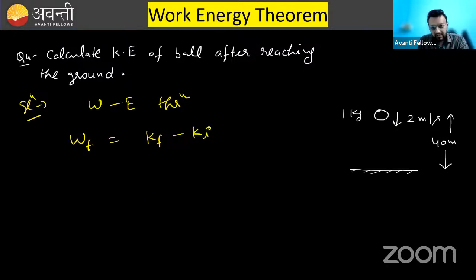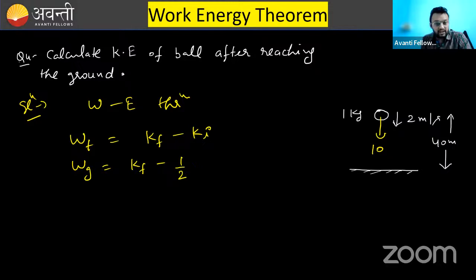Let's check the forces. Gravity is there, mg. Mass is 1, g is 10, so gravity is 10. There is no other force acting on the ball. So work done by gravity is equal to K final minus K initial.